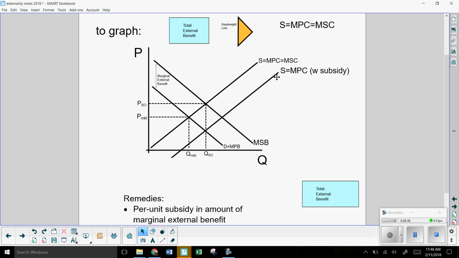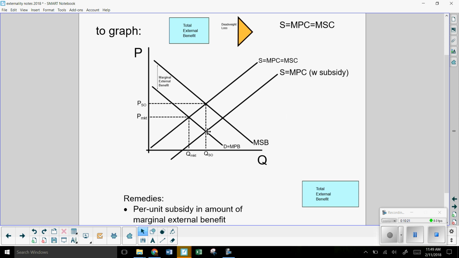What we want to do is subsidize each unit in exactly the amount of the marginal external benefit. So if we can provide that amount of subsidy, there's the amount of the subsidy that we want to provide. We try to match that subsidy amount to the marginal external benefit. Another way of thinking about that is that we want supply with the subsidy to cross demand, equals marginal private benefit, right at that point, right at QSO. Now the price will be lower, but we're not as concerned about the price as we are about the quantity.